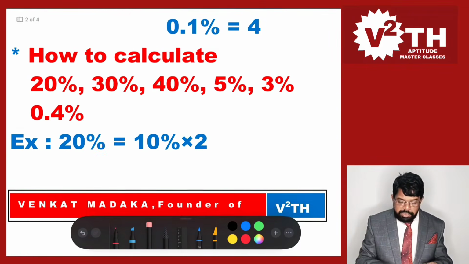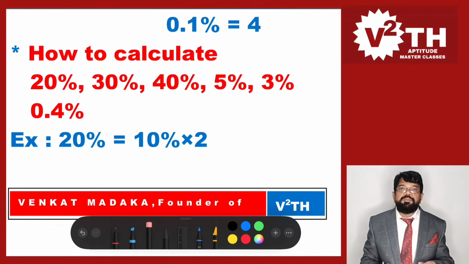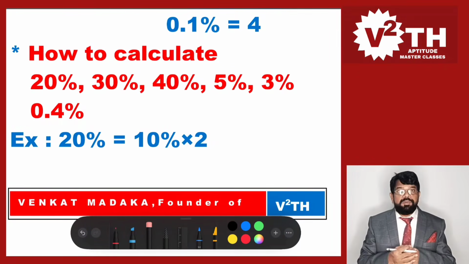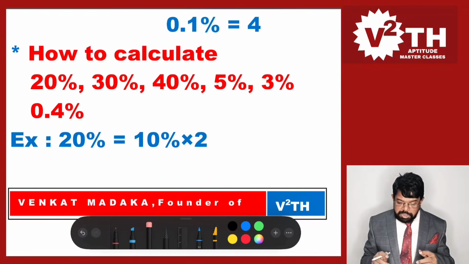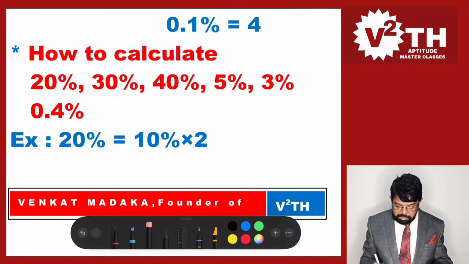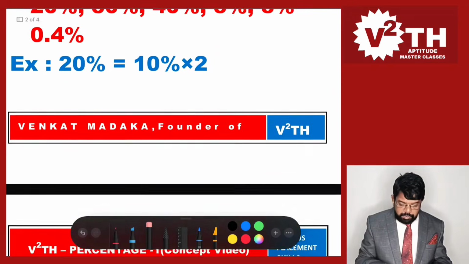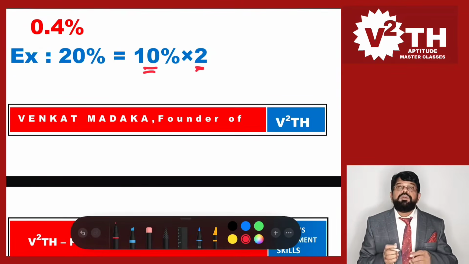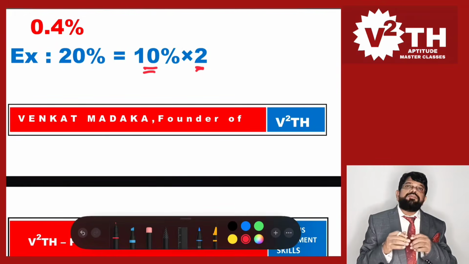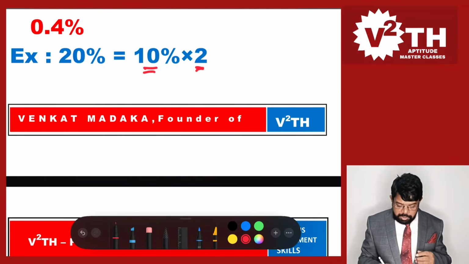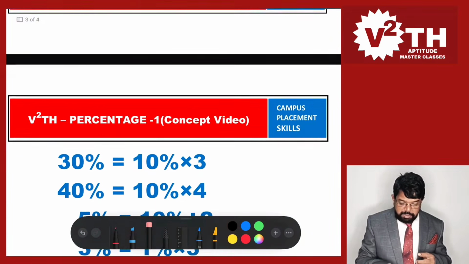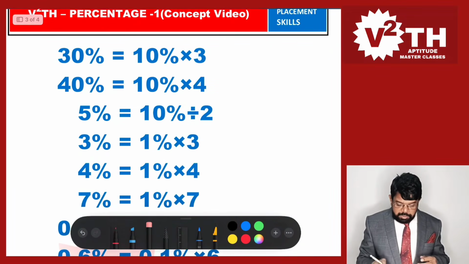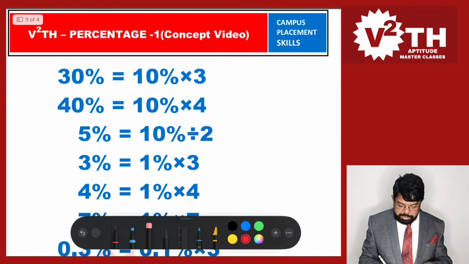Now how to calculate 20%, 30%, 40%, 50%, 3% and 0.4%. See here how can you calculate? Very simple strategy we follow to calculate all these. So 20% value, how can you calculate? 10% value is the base, into 2. Similarly, 30% value, how can you calculate? 10% value into 3. See here, 10% value into 3.